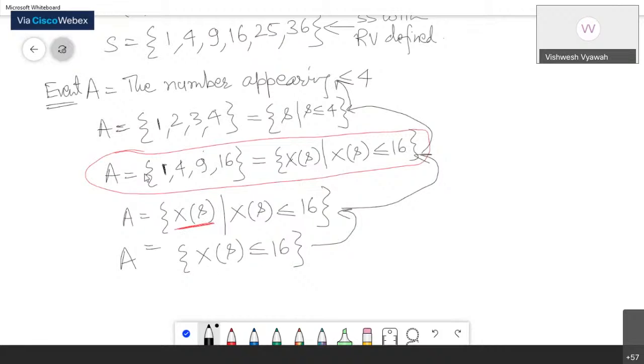So note this. You have an event A, the number appearing being less than or equal to 4. You write it like this. Then you write it like this. After defining the random variable as the square of every outcome, you write it as X of s is less than or equal to 16. Then you drop this, and then you even further drop this argument s. You don't show it because it's not required. So you write finally A as X less than or equal to 16.